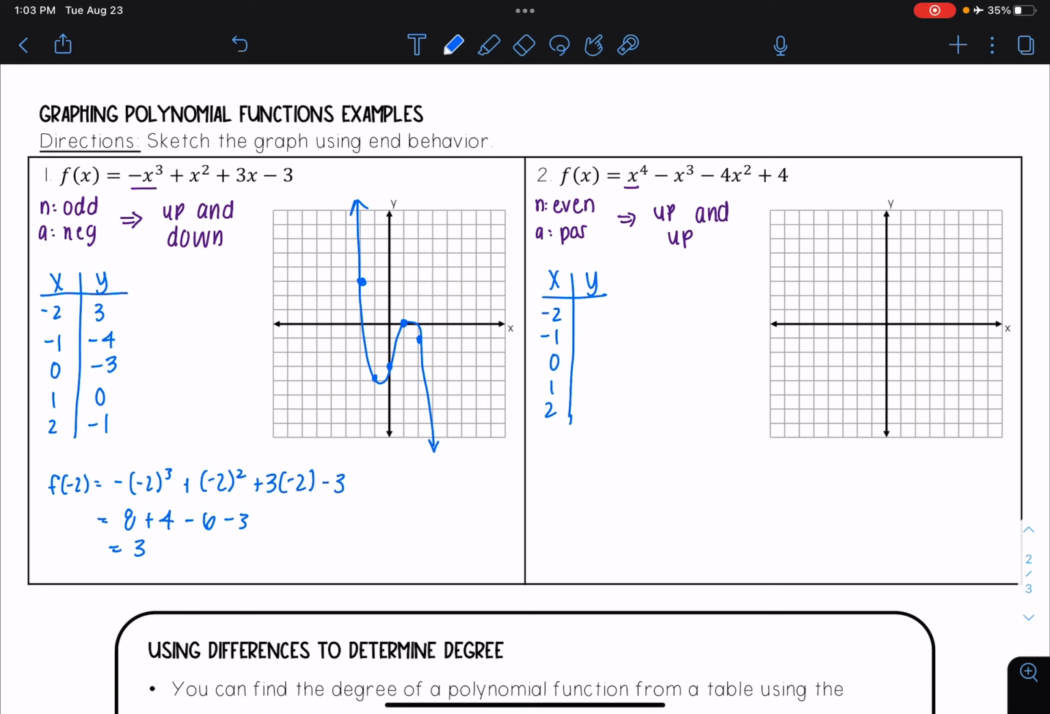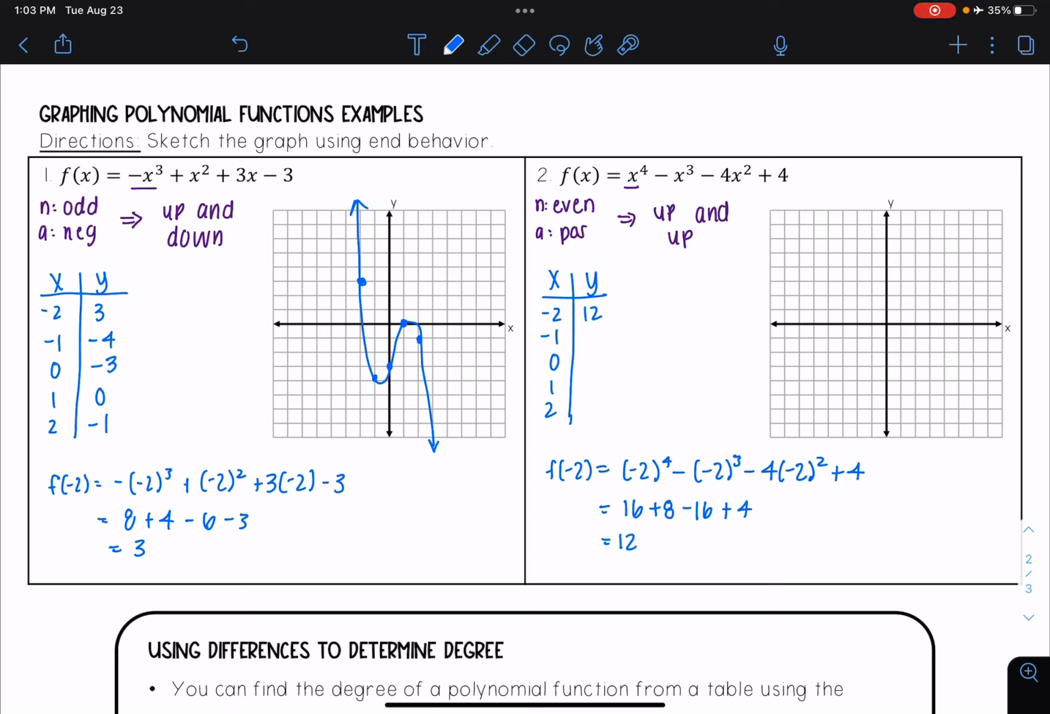First you want to plug in negative 2. When you plug in negative 2, you get negative 2 to the fourth minus negative 2 cubed minus 4 times negative 2 squared plus 4. Be careful when you're putting these into your calculator. Make sure you put parentheses around it. Negative 2 to the fourth gets you a positive 16. Minus negative 2 cubed gets you negative 8, so it's going to be a positive 8. Minus 4 times negative 2 squared. Negative 2 squared gets you a positive 4, so minus 16. And then plus 4, and so you should get 12.